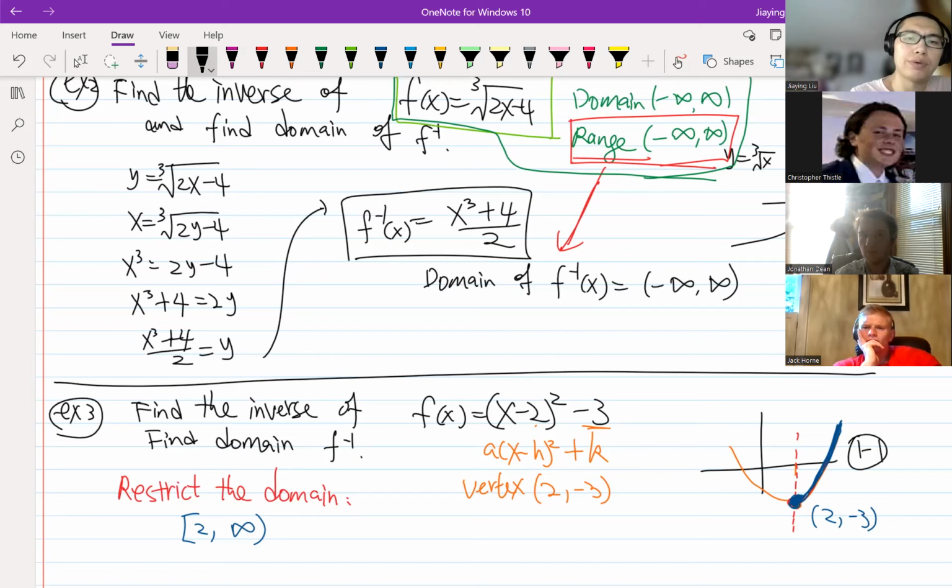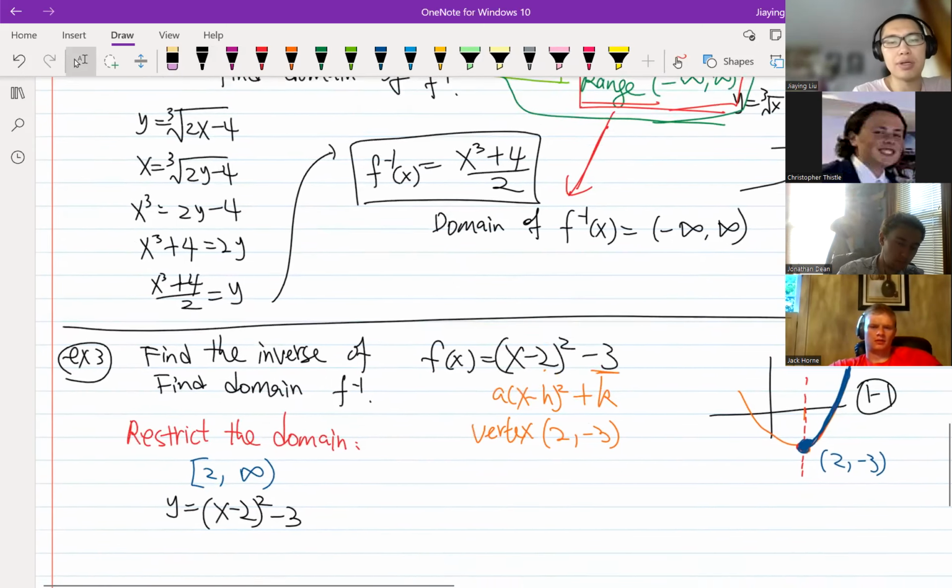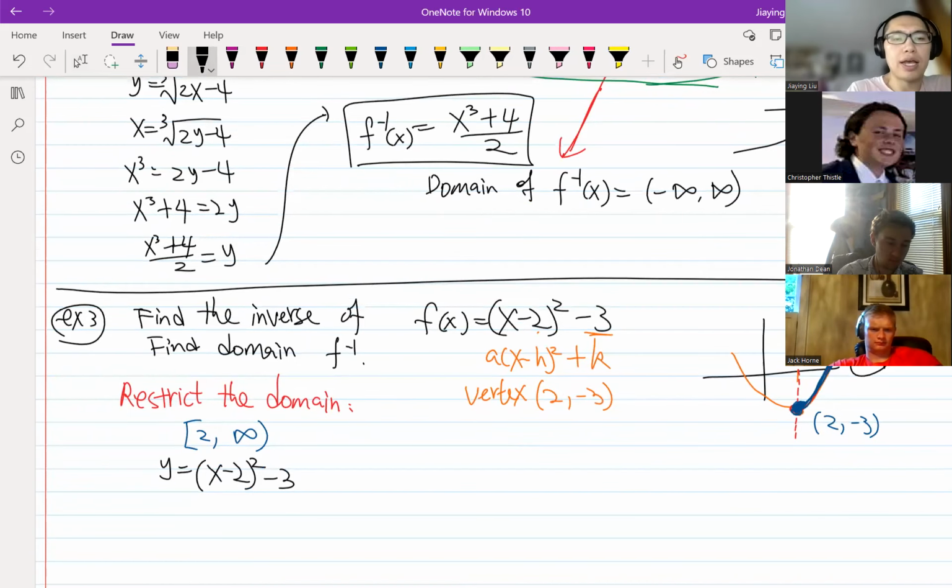So we're going to switch f of x with y. So we got y equals (x minus 2) squared minus 3. But keep in mind that x is only going from 2 to infinity. It's not every x value on the parabola. And then we're going to switch x with y. So x equals (y minus 2) squared minus 3. And then we're just going to try to solve for y.